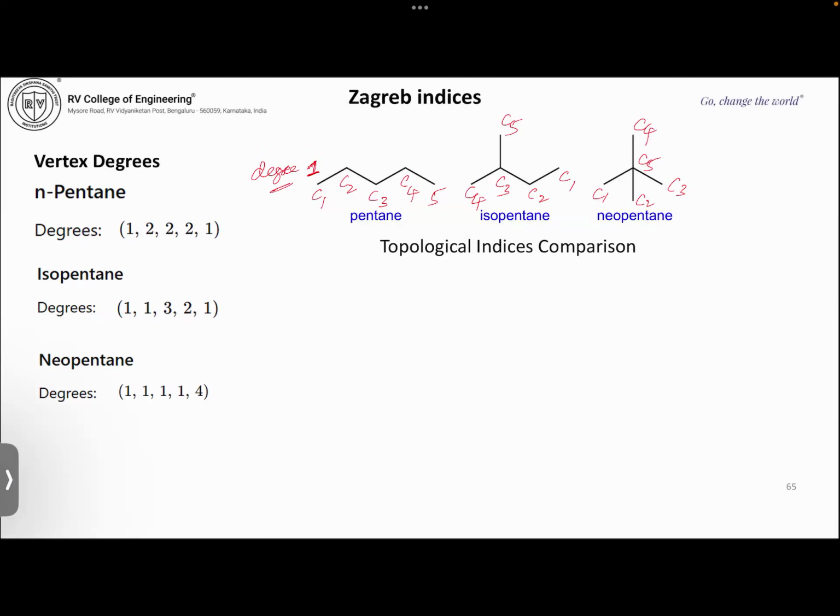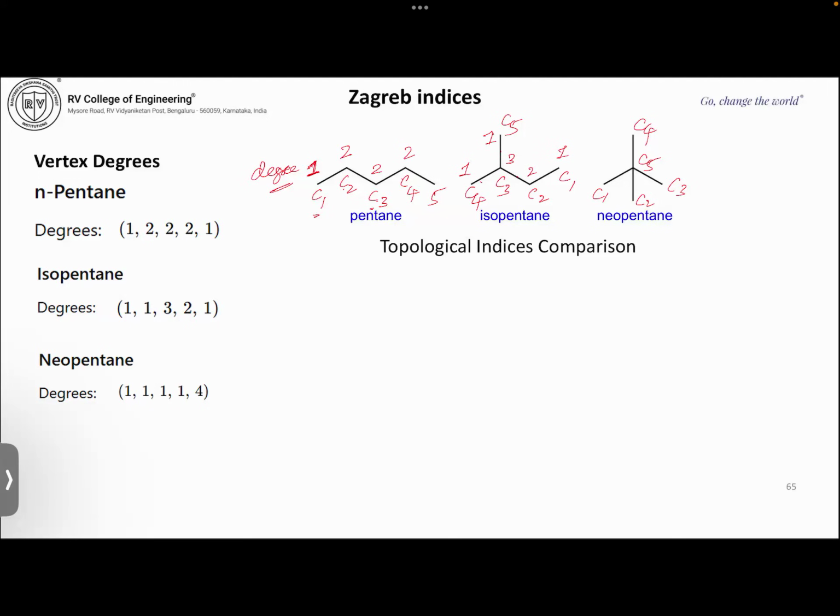C2 is bonded to C1 and C3, therefore its degree is 2. C3 is bonded to C2 and C4, therefore its degree is 2. C4 is bonded to C3 and C5, so 2, and C5 degree is 1. For isopentane, C1 degree is 1, C2 degree is 2, C3 degree is 3, C4 degree is 1, and C5 degree is 1.